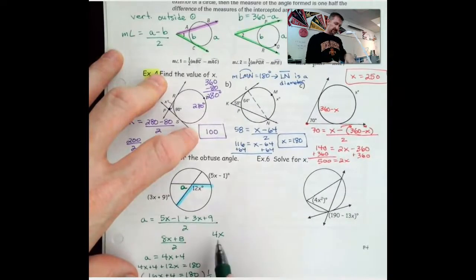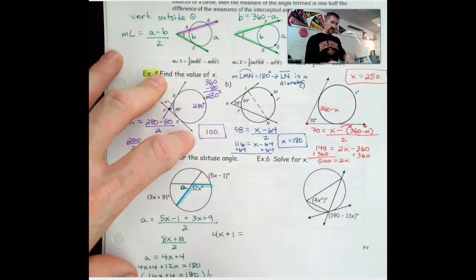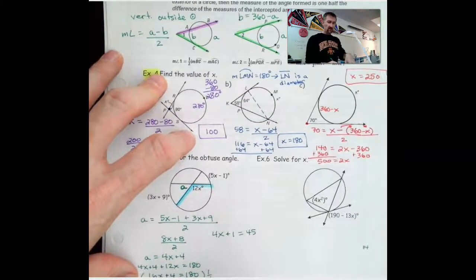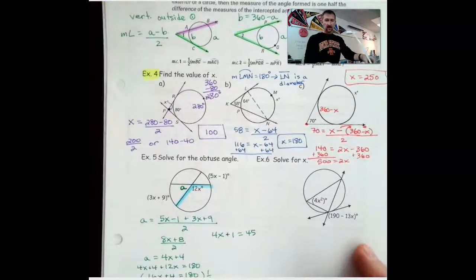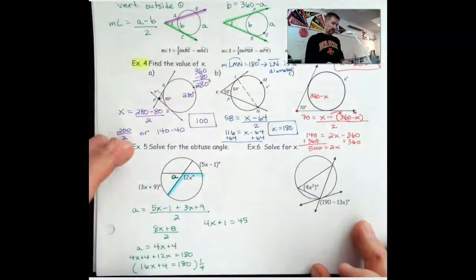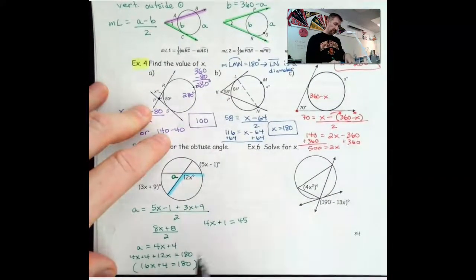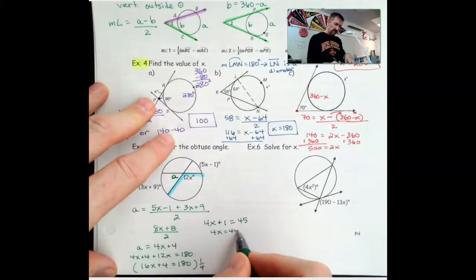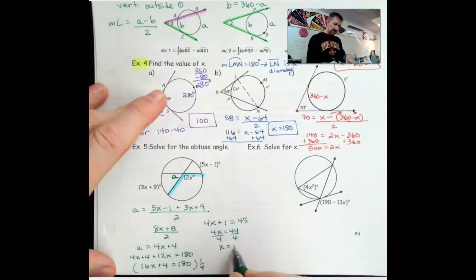1/4 of 16 is 4x. 1/4 of 4 is 1. And 1/4 of 180, you might not know that right away, but think about it. Half of 180 is 90, and then half of that is 45. So instead of taking 1/4, we could take half and then take half again. Okay, so now I could subtract 1 from both sides and then divide by 4, and x equals 11.